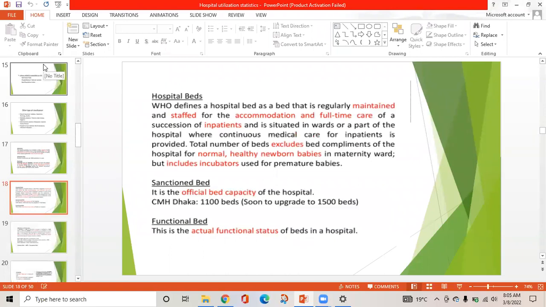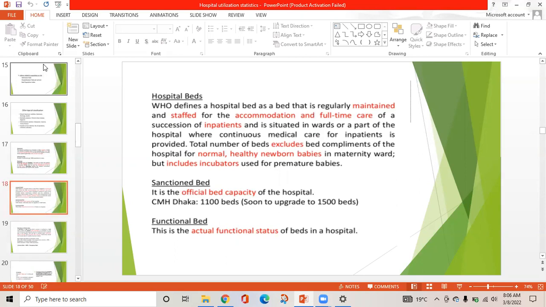Now, hospital beds. WHO defines a hospital bed as a bed that is regularly maintained and staffed for the accommodation and full-time care of a succession of inpatients and is situated in wards or a part of the hospital where continuous medical care for inpatients is provided. Total number of beds excludes bed complements of the hospital for normal healthy newborn babies in the maternity ward, but includes incubators used for premature babies.